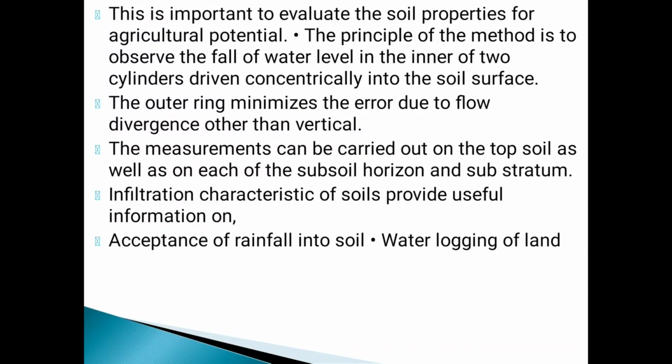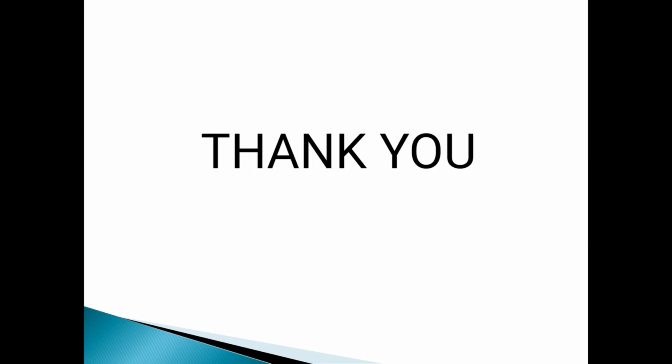This is important to evaluate the soil properties for agricultural potential. The principle of the method is to observe the water level in the inner of two cylinders driven concentrically into the soil surface. The outer ring minimizes the error due to flow other than vertical. The measurement can be carried out on the topsoil as well as in each of the subsoil, horizon and substratum. Infiltration characteristics of soil provide useful information on the acceptance of rainfall into soil and waterlogging of land. That's all about the types of infiltration and the infiltration methods used for identifying infiltration.